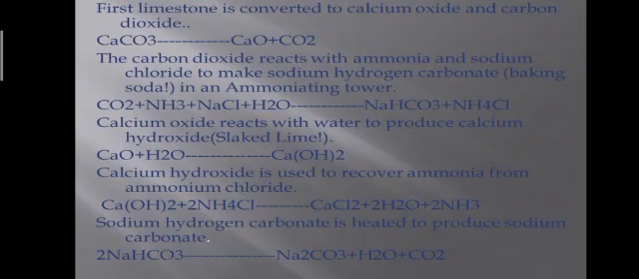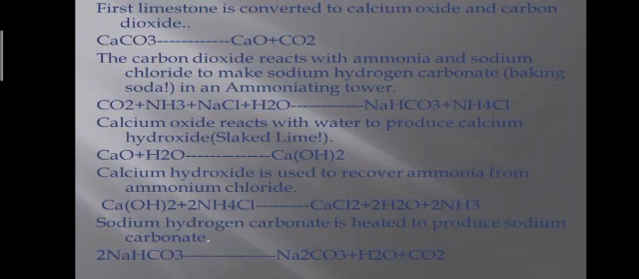Now we mix ammonia in that saturated solution of brine. Ammonia is dissolved in brine. In the third step, carbon dioxide is produced by heating limestone, that is calcium carbonate. By heating calcium carbonate, calcium oxide and carbon dioxide are formed.